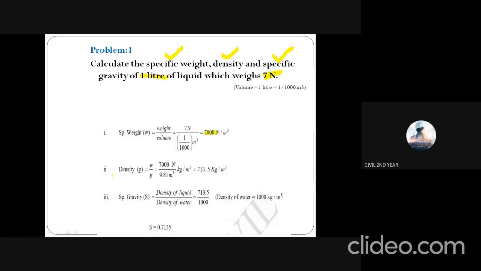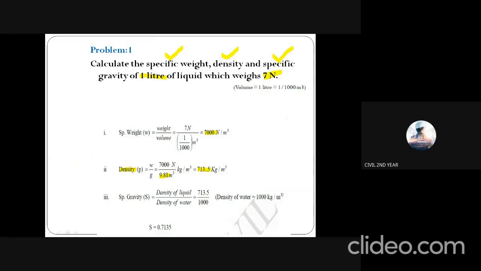Let's come to the second one, density. Converting from density to specific weight, we multiply by 9.81, whereas converting from specific weight to density, we divide by 9.81. Our specific weight is 7000 Newton per m cube, so 7000 divided by 9.81 is equal to 713.5 kg per meter cube.